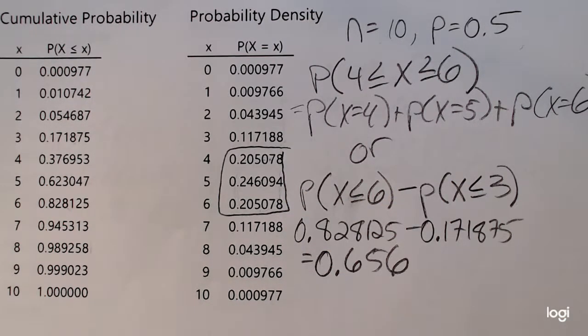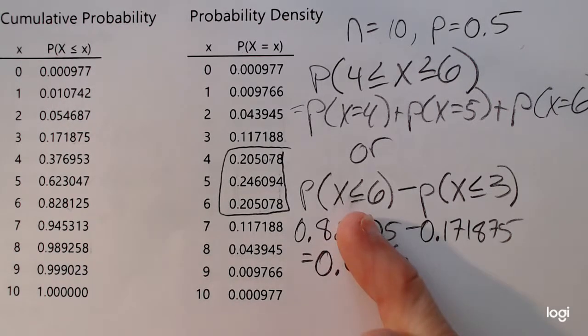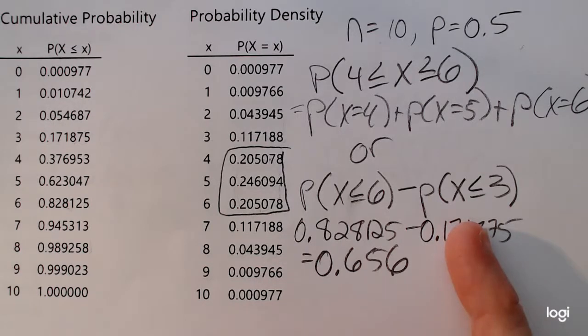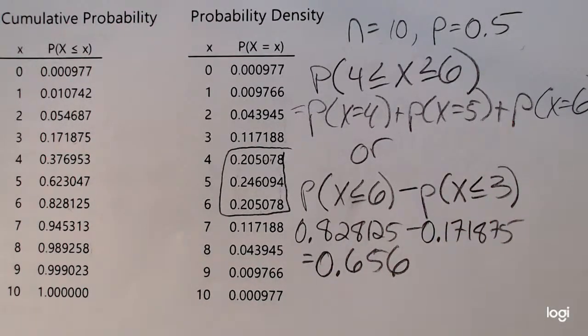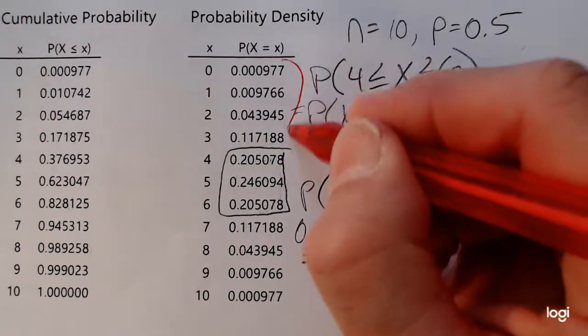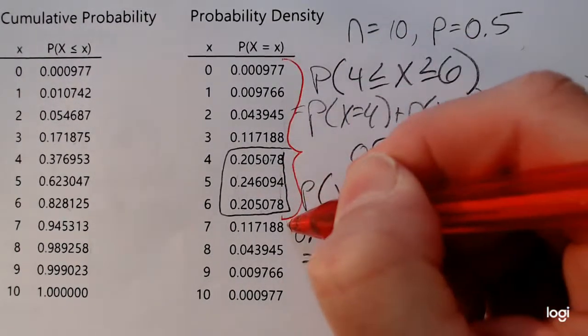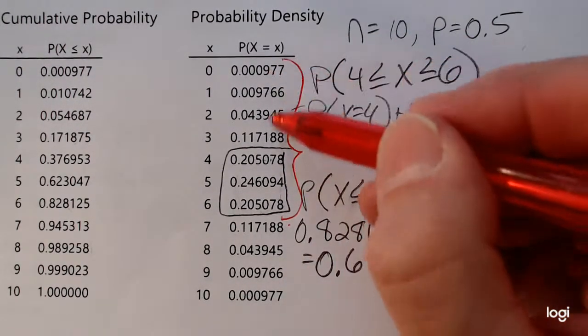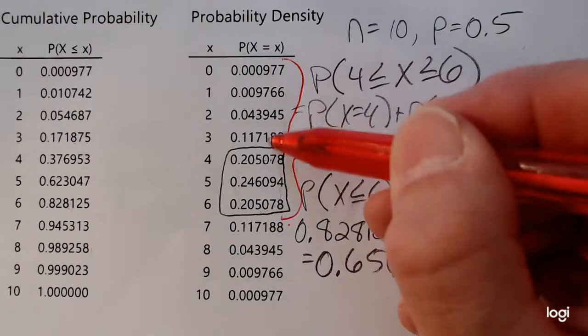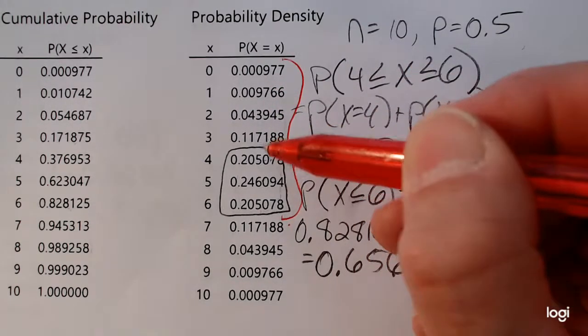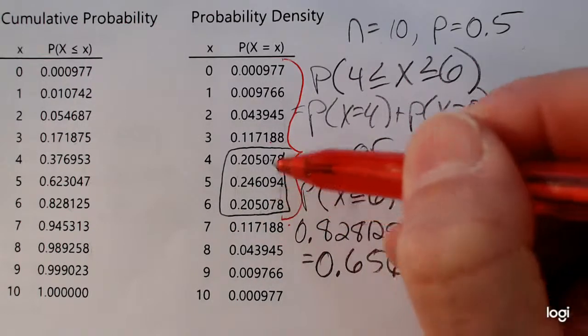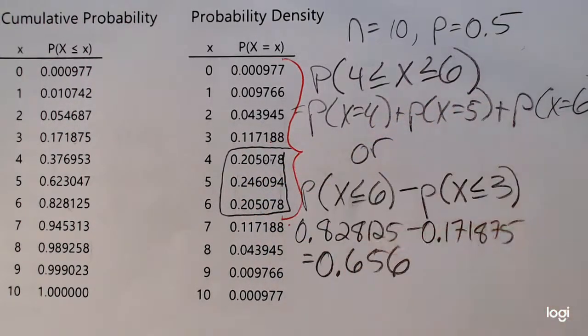So the probability that the number of girls falls between 4 and 6 inclusive is going to be equal to the probability that x is less than or equal to 6 minus the probability x is less than or equal to 3. In other words, we're taking this entire sum of all of these probabilities and subtracting out the sum of the probabilities we don't want. And what's left over will be the sum of the probabilities we do want.